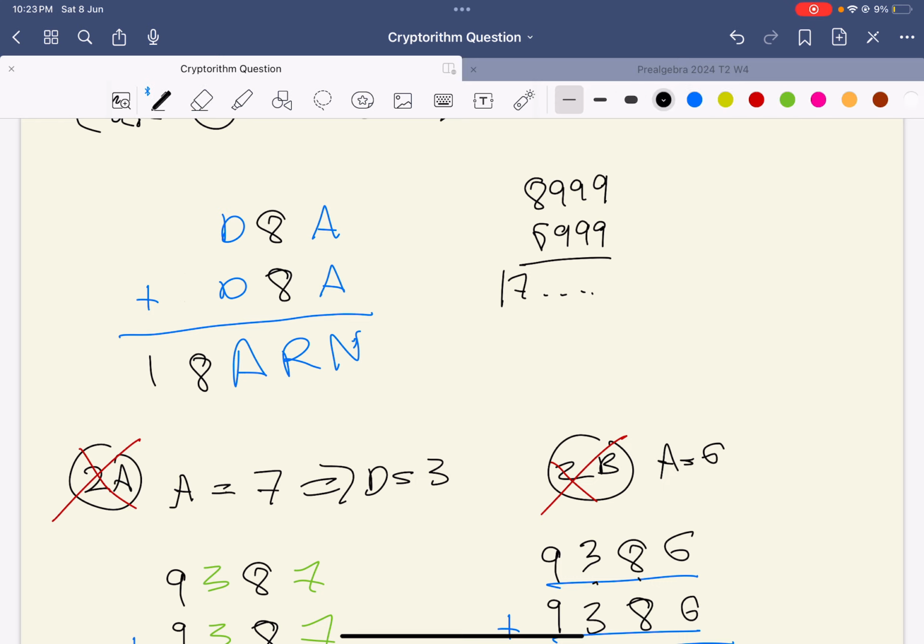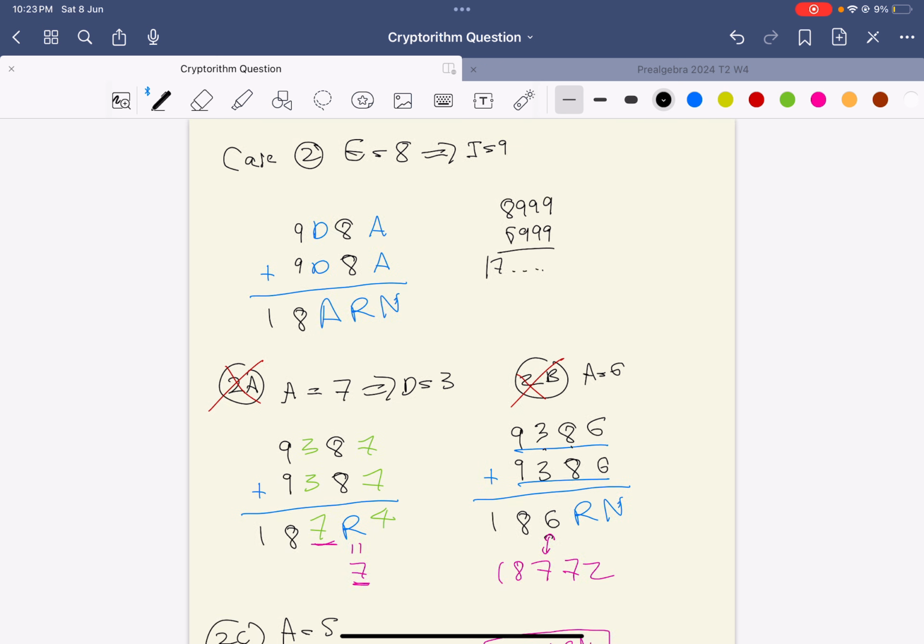Now that means when E is 8, it's already guaranteed that I is 9. So we've got a fixed value for I as well, 9. So we only need to figure out the rest of the digits now. I'm going to focus on the next digit, which is A. I'm going to focus on A being the next largest, which is 7.